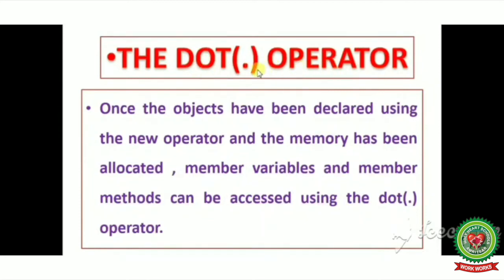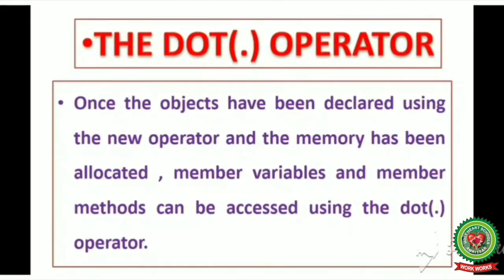The next topic we will discuss is the dot operator. Once the objects have been declared using the new operator and the memory has been allocated, that is provided, member variables and member methods can be accessed using the dot operator. If we want to use the variables and methods of the class through the object, we will use the dot operator.